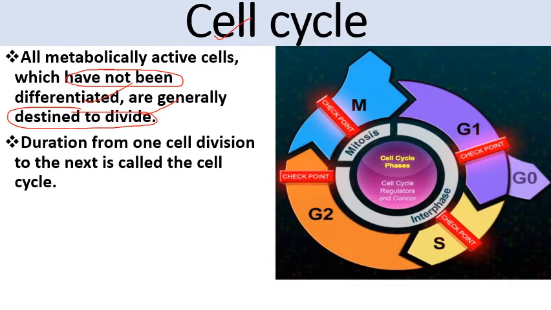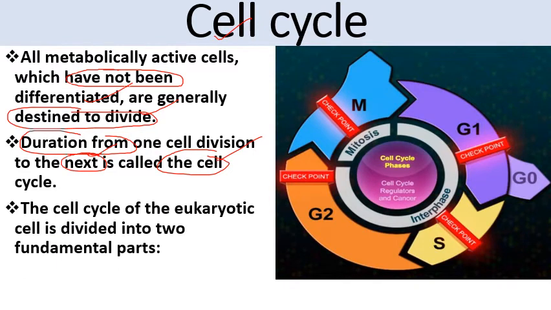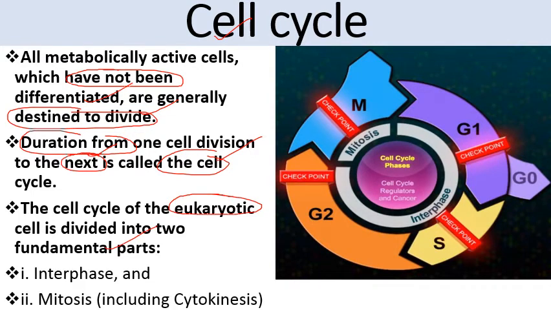So what is the cell cycle? It is the duration from one cell division to the next one, and whatever events occur in this time period form the cell cycle. The cell cycle of a eukaryotic cell is divided into two fundamental parts: interphase and the mitotic phase.